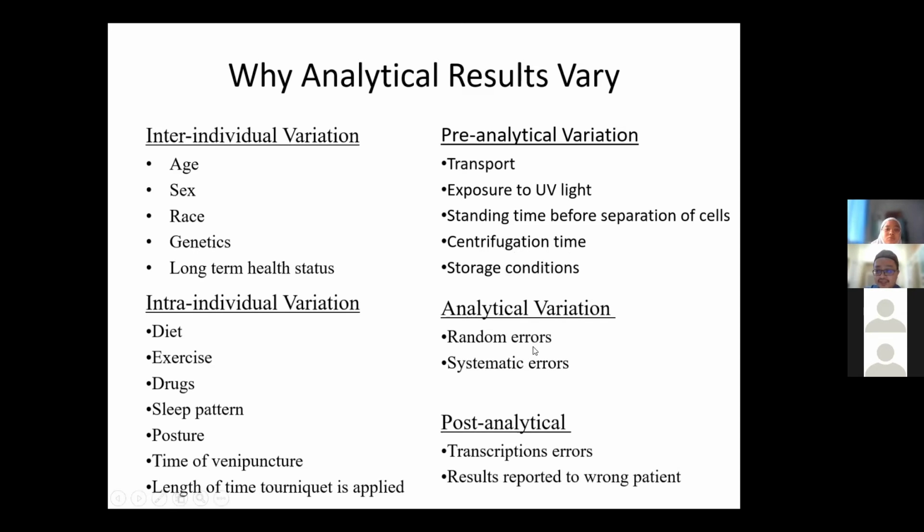And then during the time of testing, we call this analytical variation. The variation could arise from random errors. Macam tadilah, unexplained. Suddenly there is one which is giving us totally different results. Or it can be systematic errors, like after 100,000 samples, the machine loses its accuracy, and we need to recalibrate. Itu systematic errors. Dia akan berlaku selepas some time, selepas berapa ratus sampel.